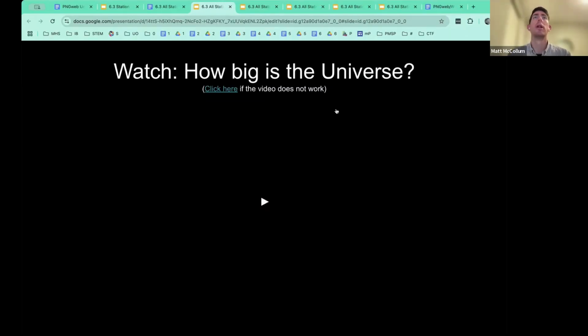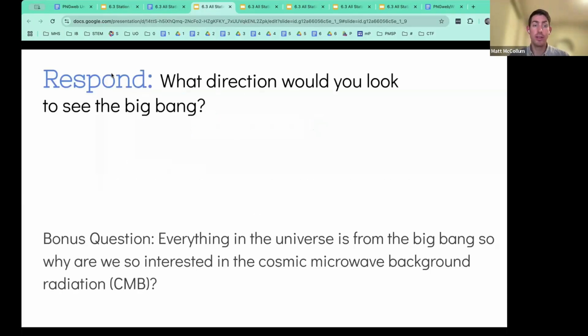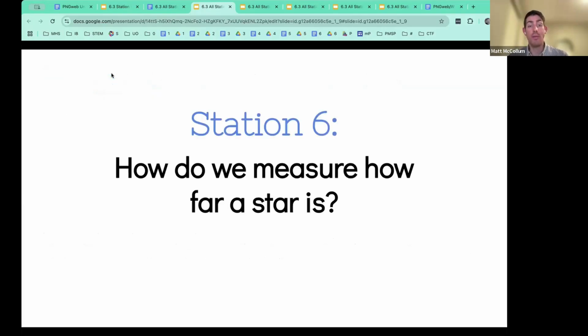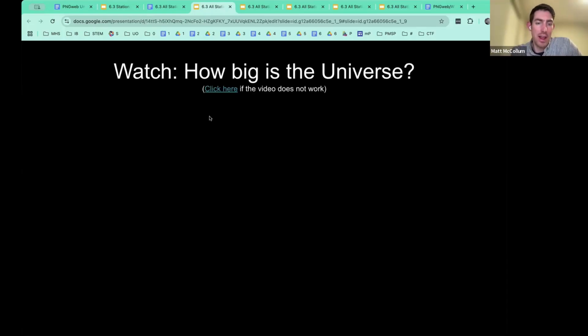Let's see, is this the one? Yeah, actually go back one slide here, and then I think we do show this video. The question for Station 6 is, how do we measure how far a star is? We can't just take our measuring tape out, and so we use again what we call a standard candle. I think this one is definitely worth showing because it illuminates how we actually take the data and how we verify that this is there.